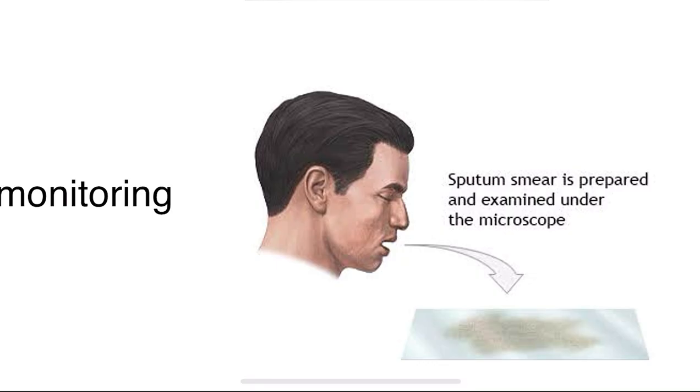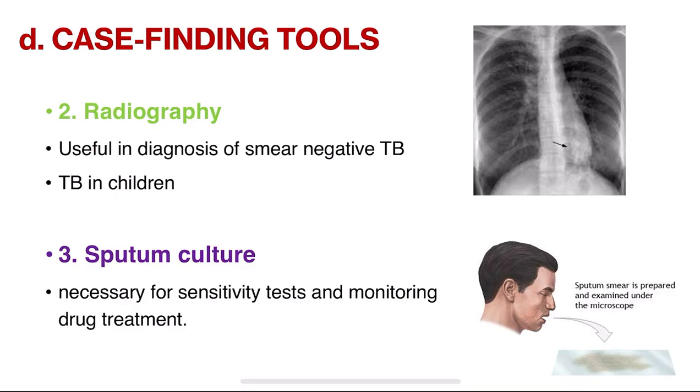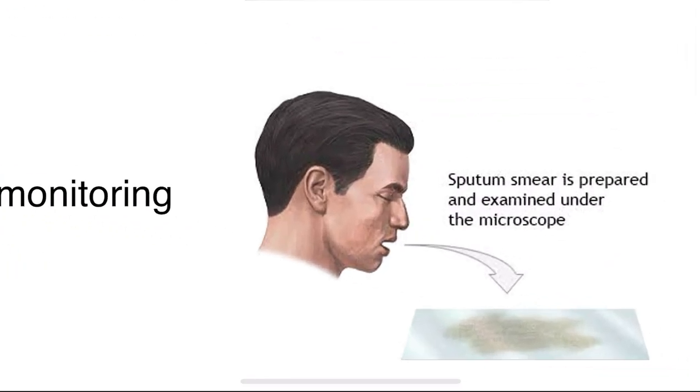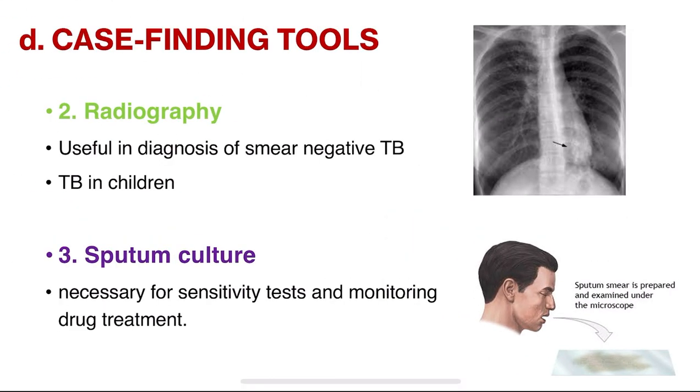A few modern rapid methods are also available. They include the microcolony detection on the solid media, including the rapid slide culture technique. We have many techniques like the septic AFB method, microscopic observation of in-broth culture, and then the Bactec 460 radiometric system. So various new modern methods are available. What you have to remember here is that the sputum culture is necessary for the sensitivity test and monitoring the drug treatment. The sputum smear is prepared and examined under the microscope. Is it clear?